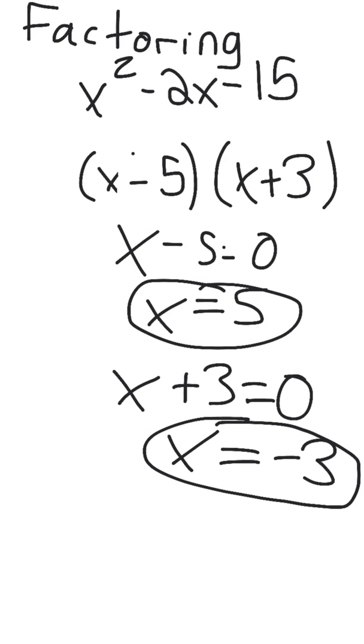In order to factor, you need to find two numbers that multiply to get your c value, which is negative 15, and add to get your b value, which is negative 2. In this case, the values would be negative 5 and positive 3. From there, you would set these two factors equal to 0: x minus 5 equals 0, and then x plus 3 equals 0, and then just solve for x. So you'll find x equals 5, and then x equals negative 3.